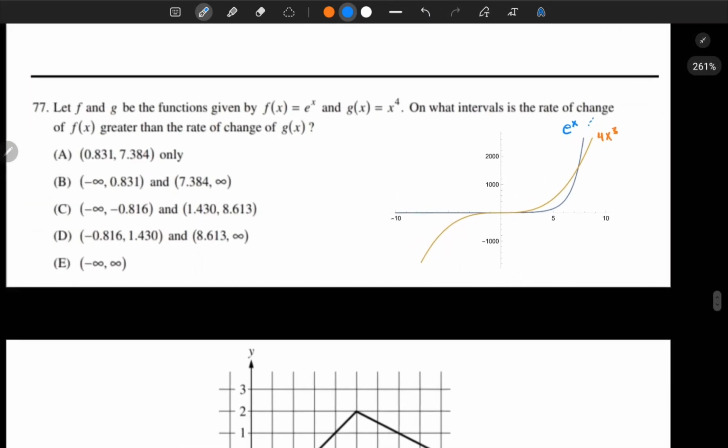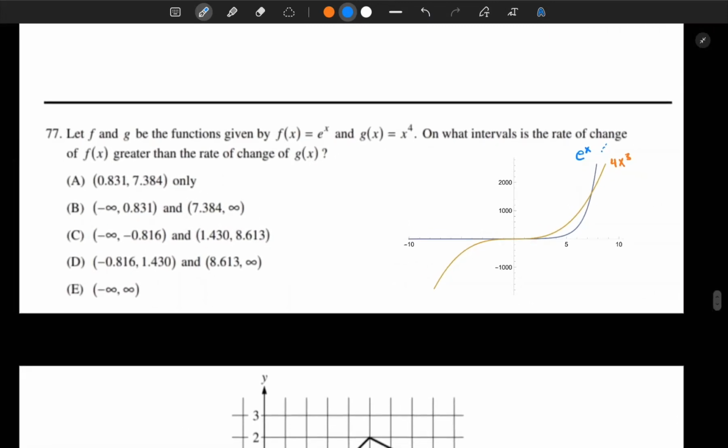Next, let f and g be the functions given by f of x equals e to the x and g of x equals x to the 4th. On what intervals is the rate of change of f of x greater than the rate of change of g of x?